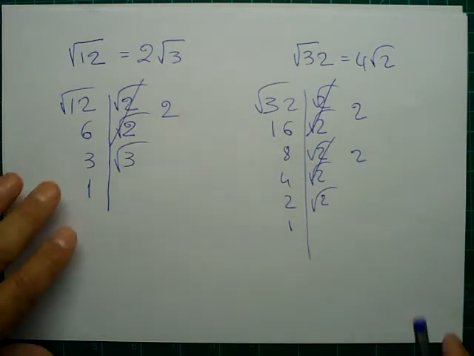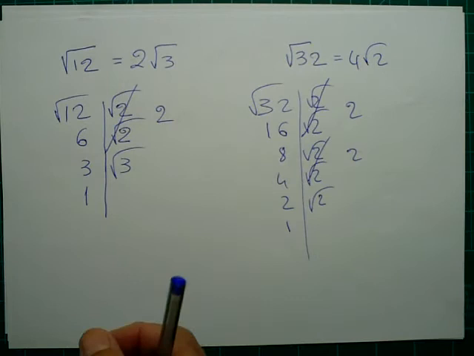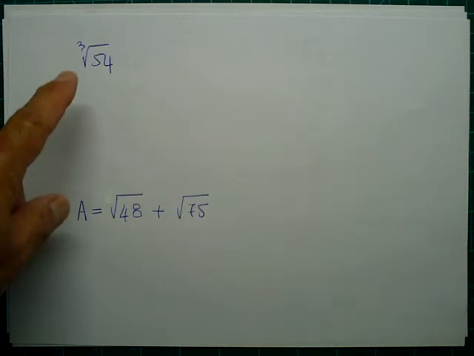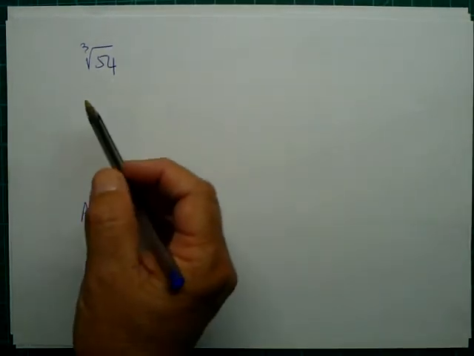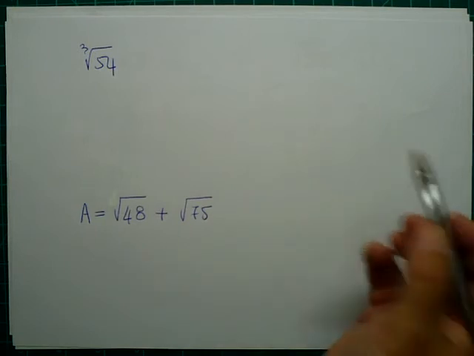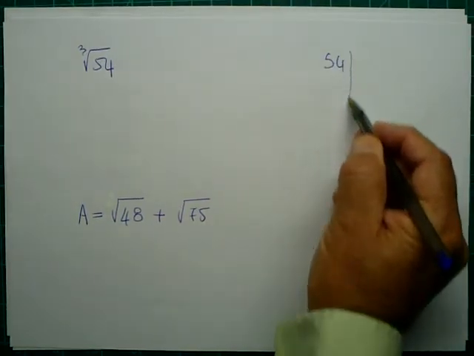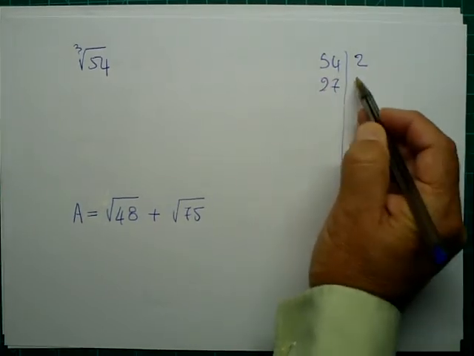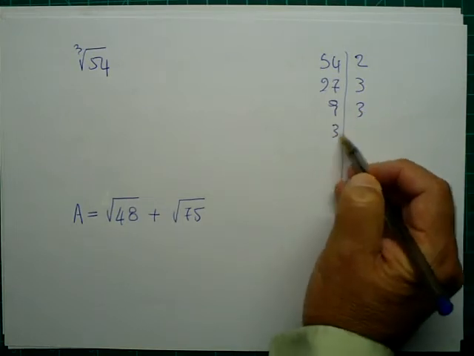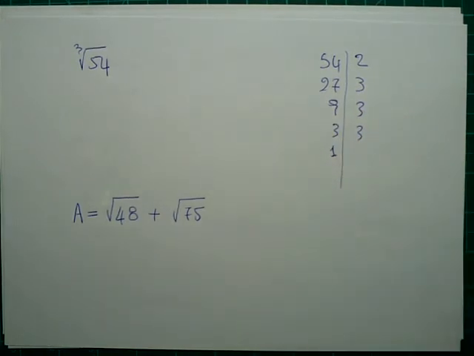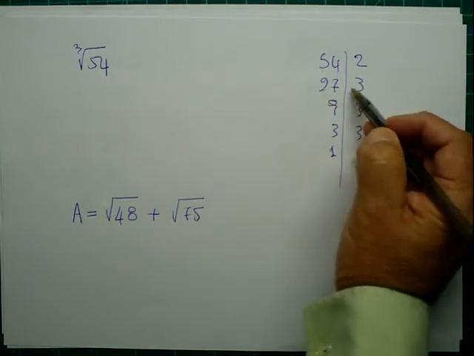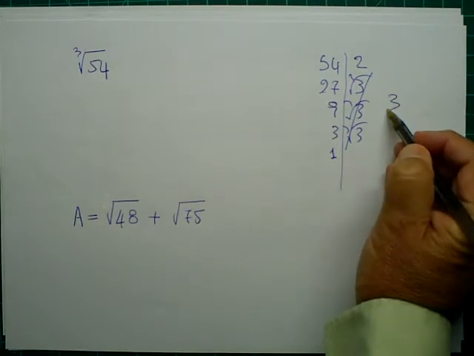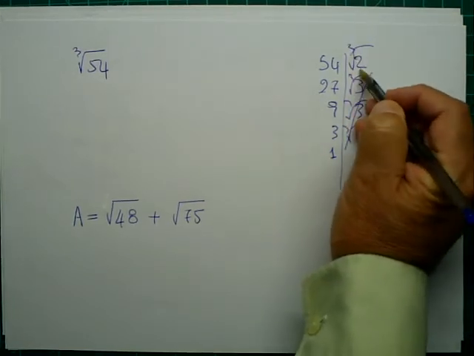Okay, let's go to another example, which is a bit more complicated. It's about the cubic root. Cubic root of 54. We use the same strategy. Factorize 54. By 2 we get 27. By 3 we get 9. By 3 we get 3. By 3 we get 1. That's the end. So these 3 cubic roots of 3 eliminate, and we get a simple 3, and this is the cubic root of 2.